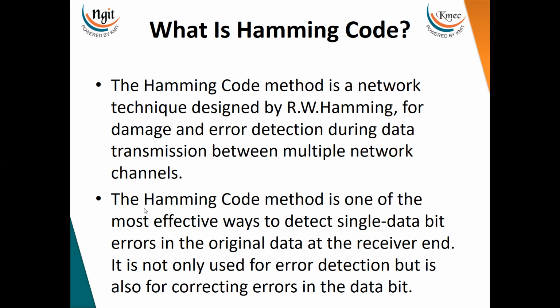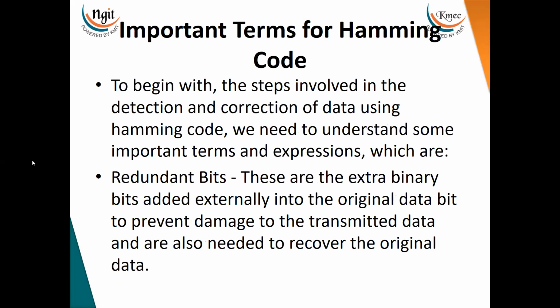Now, what is this Hamming code method? This is one of the effective ways to detect single data bit errors in the original data at the receiver end. It is not only used for error detection, but also for correcting the error. This Hamming code is not only for the detection of errors, it is also for the correction of errors.